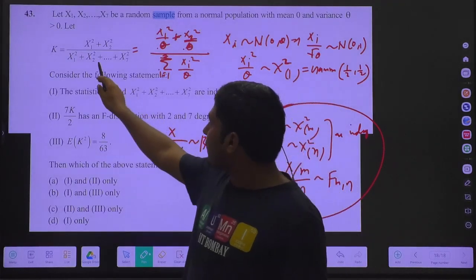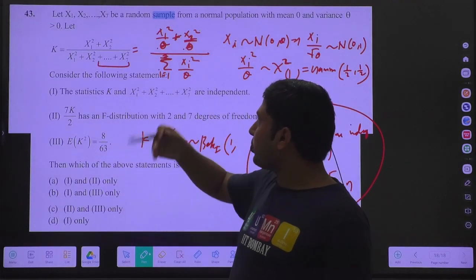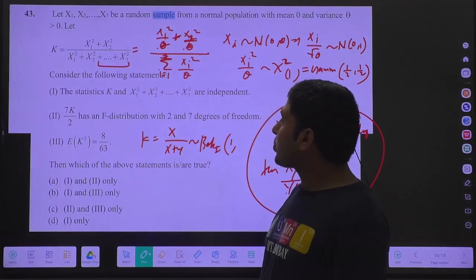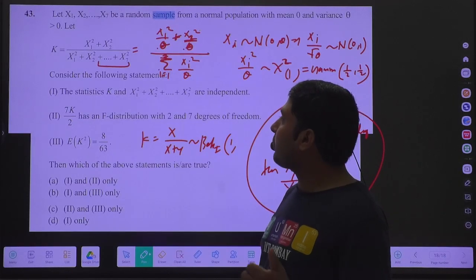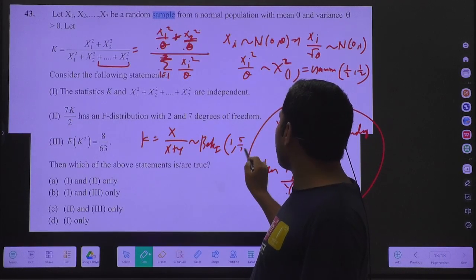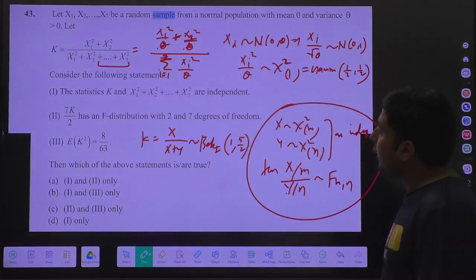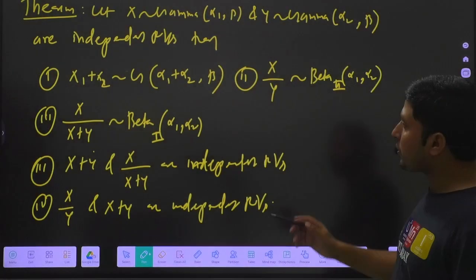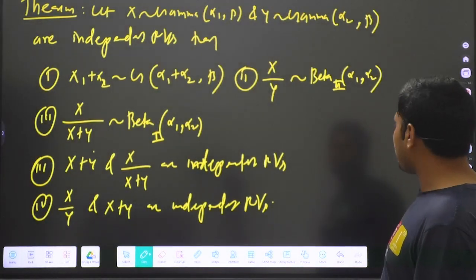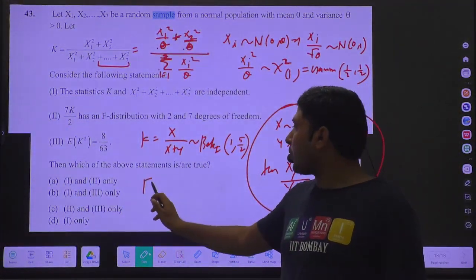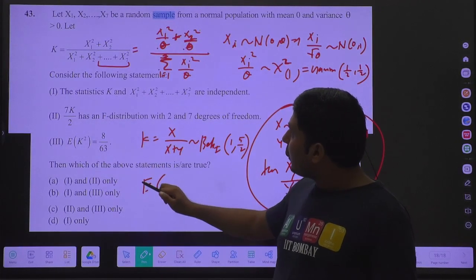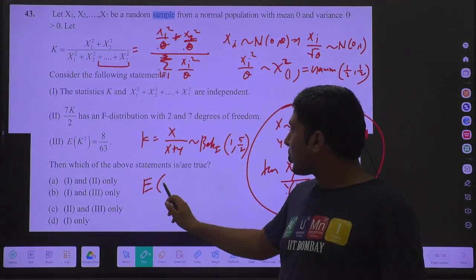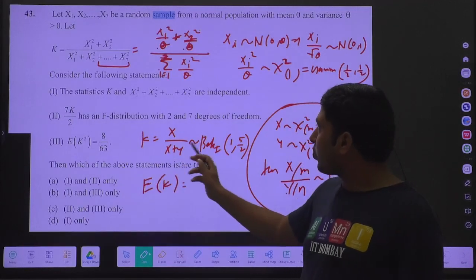Y is, after 3 to 7, 3, 4, 5, 6, 7, so it's 5 random variables. So chi square 5. Chi square 5 means gamma 5 by 2, 1 by 2. So it will be 5 by 2. Check it. Now this is beta first kind. So the expectation of K will be what? Here K square you want. So expectation of K is the third part I'm solving currently.